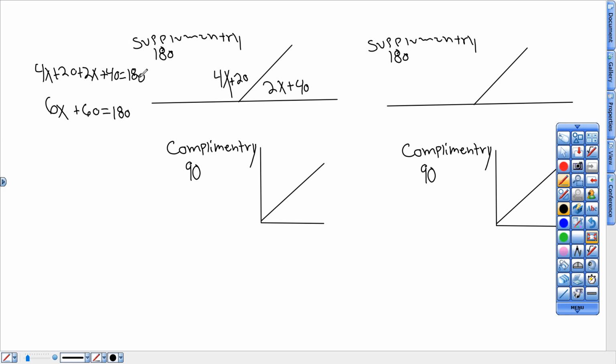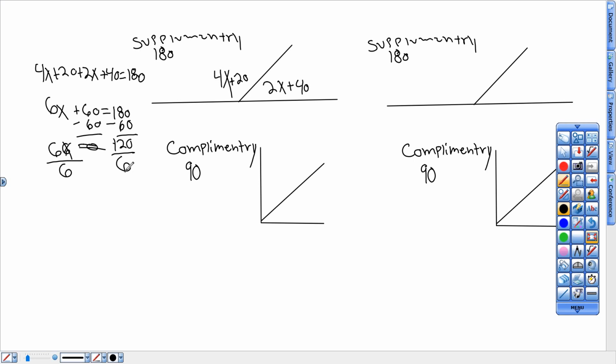Good. And then we're going to subtract 60 on each side. Good job. And then this is just 0.76x, or 6x. Yeah. And then 6x equals 120. Good. And then what's your last step? Divide 6 on each side. Good. Algebra. And that would just be 60.